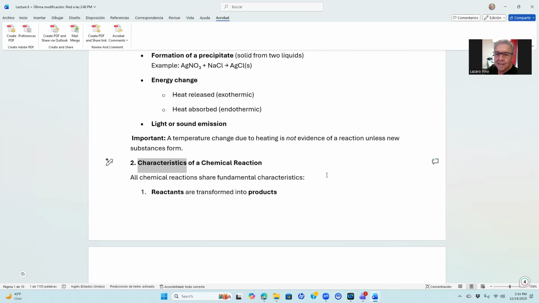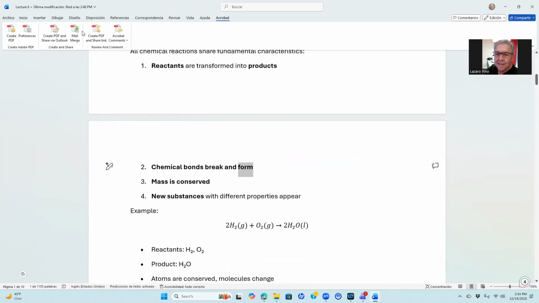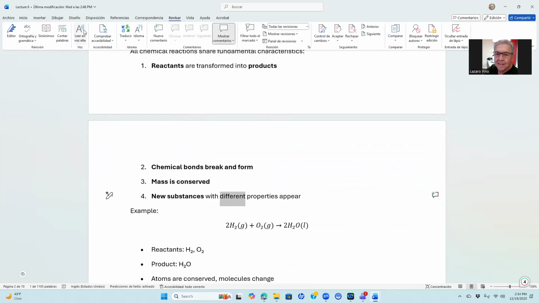2. Characteristics of a chemical reaction. All chemical reactions share fundamental characteristics. Reactants are transformed into products. Chemical bonds break and form. Mass is conserved. New substances with different properties appear.